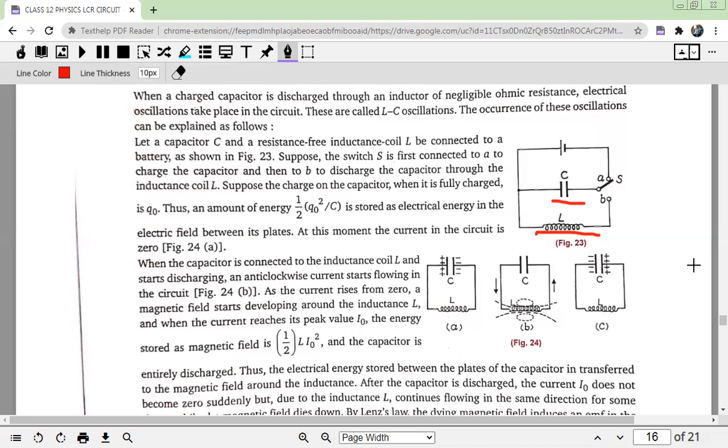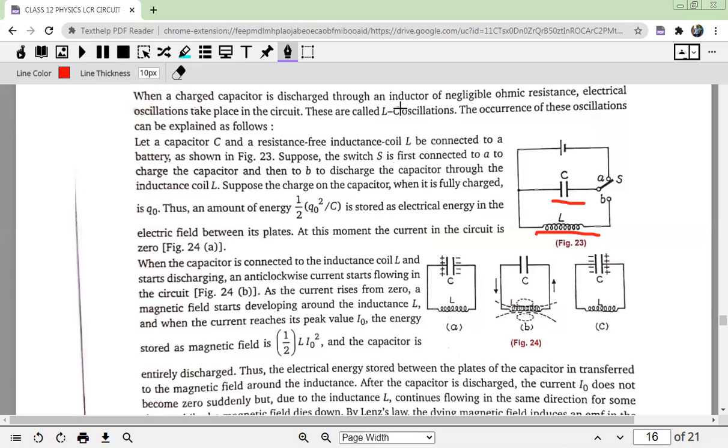And during this interchange of energy, what will happen? The current flowing through the circuit will also change from 0 to some peak value, then it becomes 0. After that, the direction will change. Once again, in the reverse direction, it will become maximum and then from maximum to 0. So what is the meaning of LC oscillations?